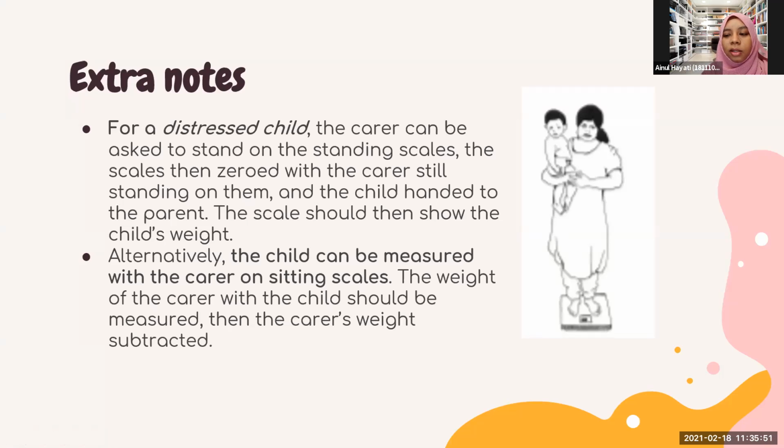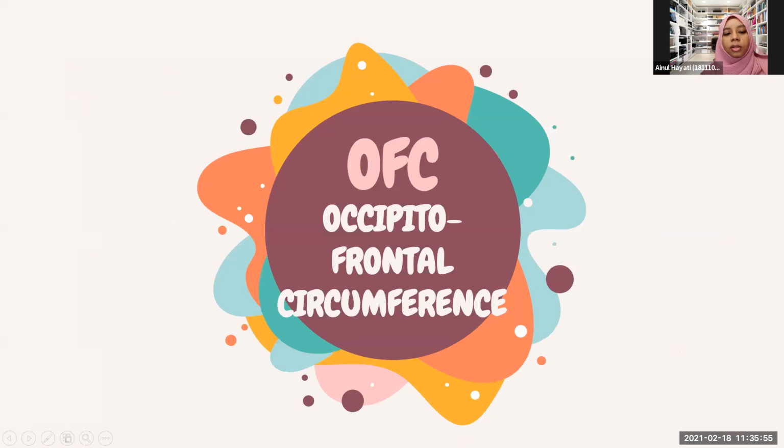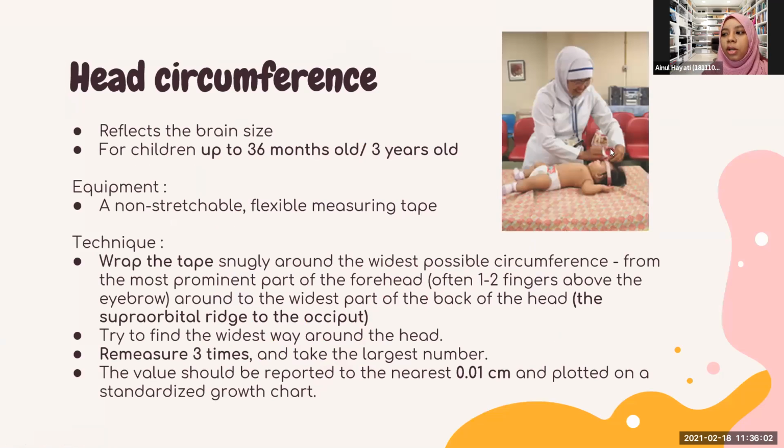Next, the third part is the OFC or occipitofrontal circumference. It is also known as head circumference, where it usually reflects the brain size of the baby. So it is for children up to 36 months old or 3 years old, because from 0 to 3 months old, this is when the greatest brain growth occurs. Like 80 to 85% of the brain size is reached by 3 years old.